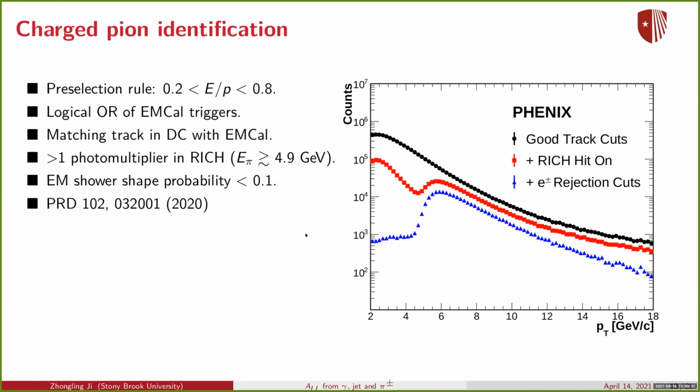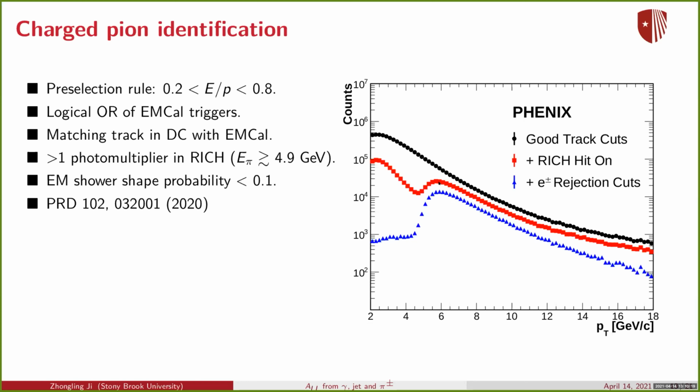And now I will switch to the charged pion measurement. For the charged pion selection, first is the pre-selection for the energy over momentum, E over p, ratio to be 0.2 to 0.8, and also require the logical OR of the EMCal triggers, and also require there is a matching track in the drift chamber with the EMCal. The first three conditions are called good track cuts, and go to the black one. The next one is the RICH Cherenkov light should fire more than one photomultiplier, and this will give the right one.